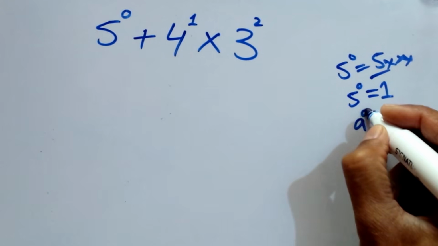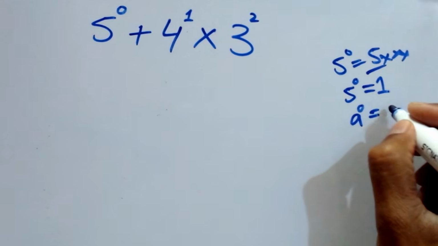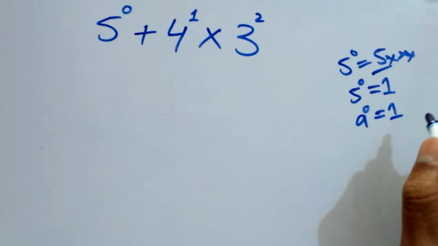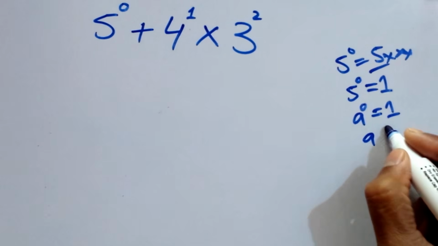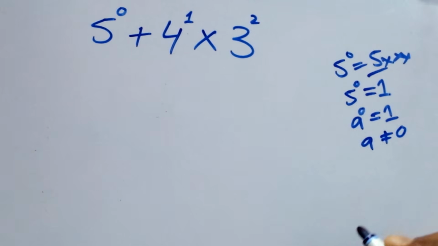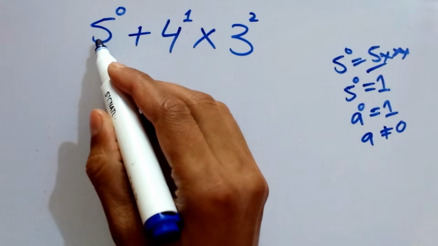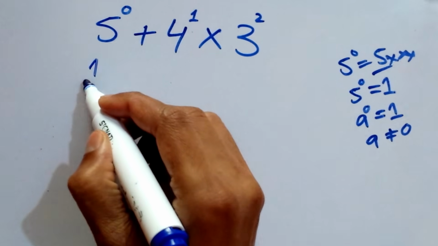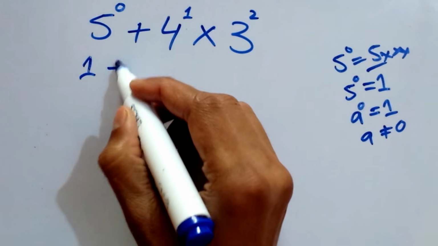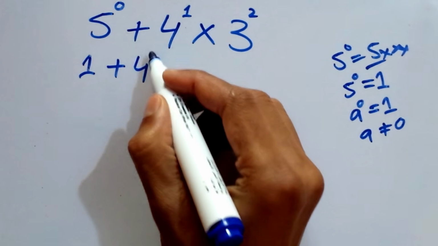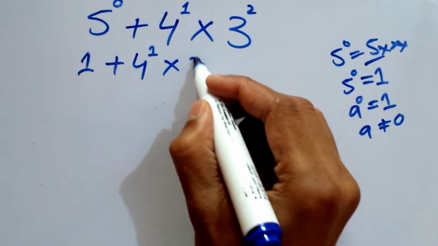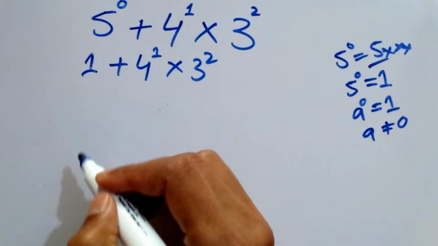The rule is a to the power of 0 equals 1, as long as a is not equal to 0. So 5 to the power of 0 equals 1 plus 4 to the power of 1 times 3 to the power of 2.